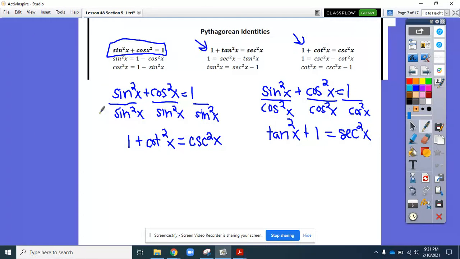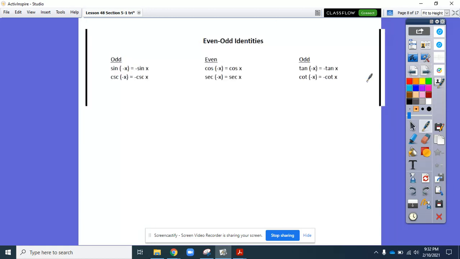So if you're in a problem and you start seeing squareds and 1s, you're thinking about your Pythagorean identities. You have to know there's really no way around knowing sine squared plus cosine squared is 1, but then you can find the other ones that you need. So those are Pythagorean. And then the last ones are going to be our even or odd identities.